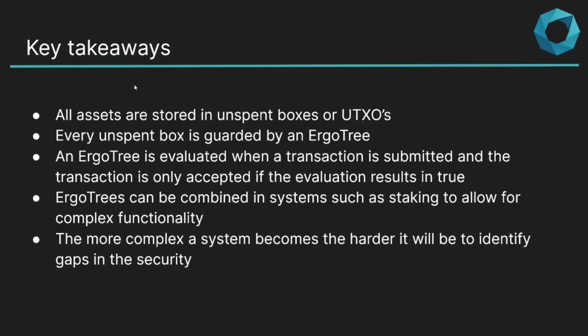So now we're nearing the end of this presentation. So what are the key takeaways? The important points to remember are that all assets in the EUTXO chain are stored in UTXOs or unspent boxes. Every box is guarded by an ErgoTree, which is a compiled ErgoScript. A transaction can only be executed if every ErgoTree guarding its input boxes is satisfied and returns true. Different transactions can have different combinations of input boxes with different ErgoTrees, allowing for complex systems to be built.